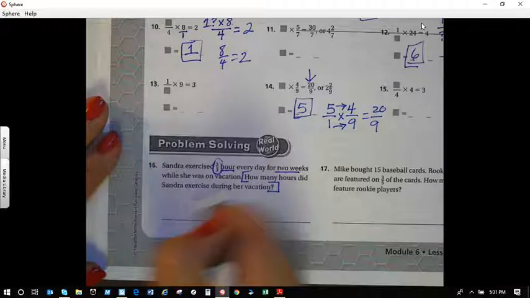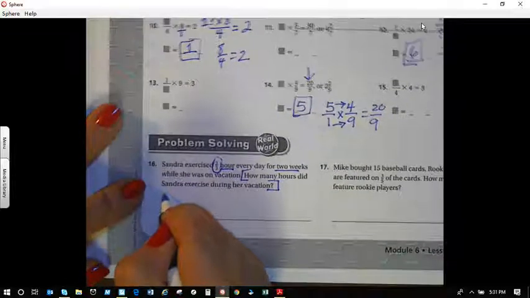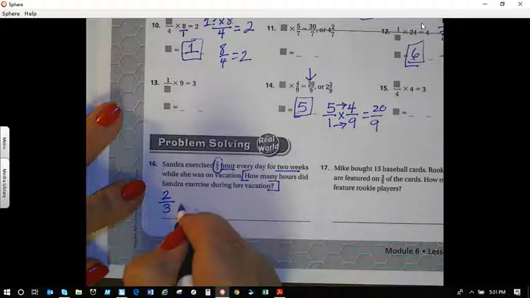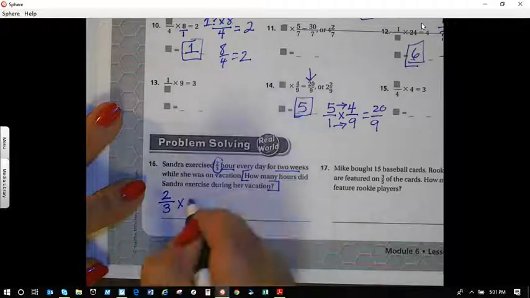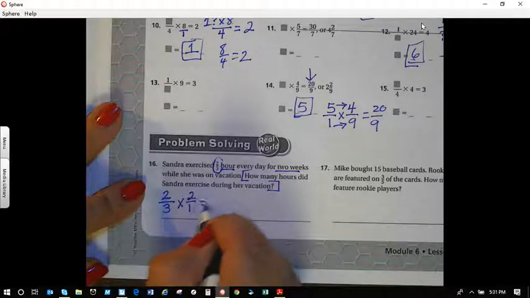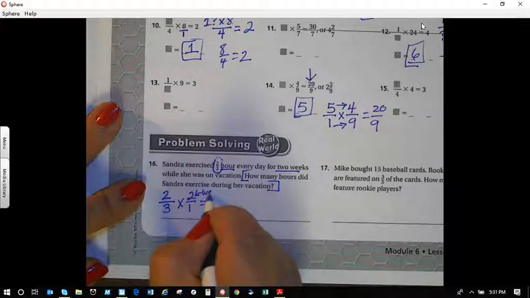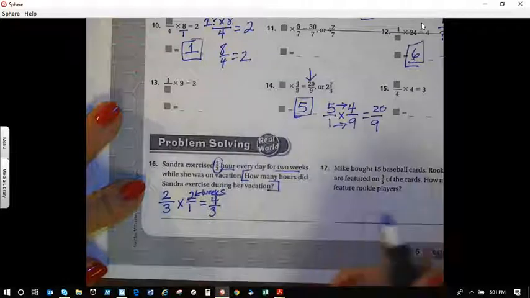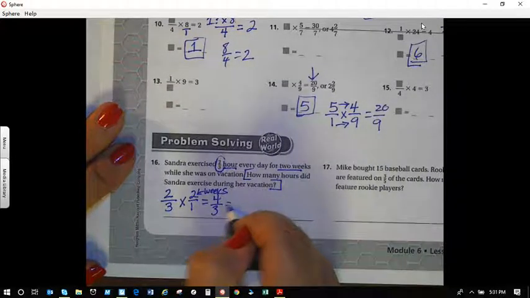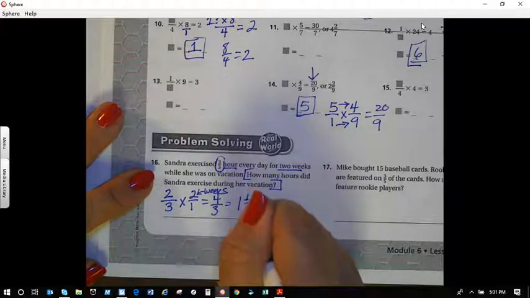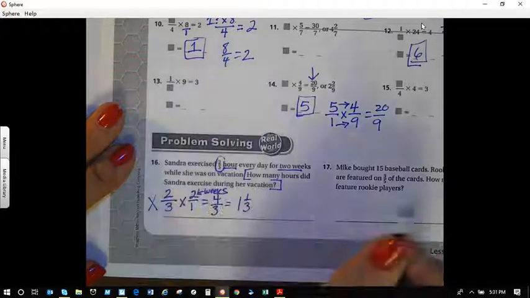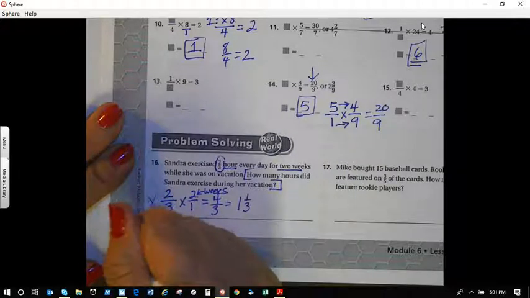How many of you would have done 2/3 times 2? I'm going to be honest, because this will represent my weeks. And that gives me 4/3. Does that even make sense? That she's going to end up exercising 1 1/3 for the full 2 weeks? No, it makes no sense at all. That's not correct. I'm going to put not correct.